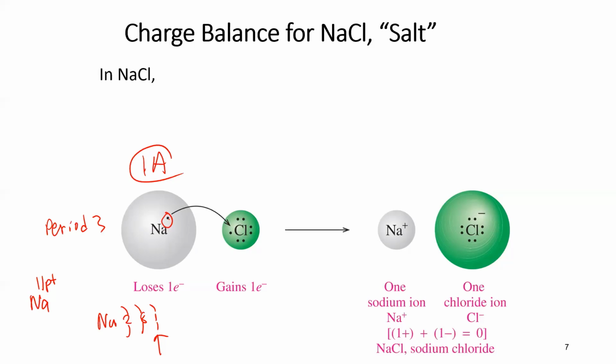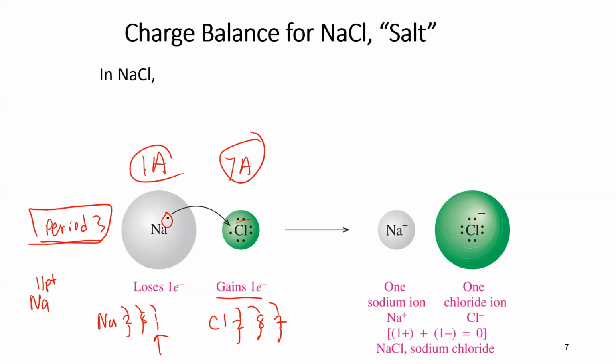What about the chloride ion? Why does it have 7 dots? Well, that's because it's in group 7A, and it's also in period 3. So you could think of it as, out of the 17 electrons, it has 2, 8, and 7 in its valence shell, the third energy level. That's why it's in period 3 under group 7A.